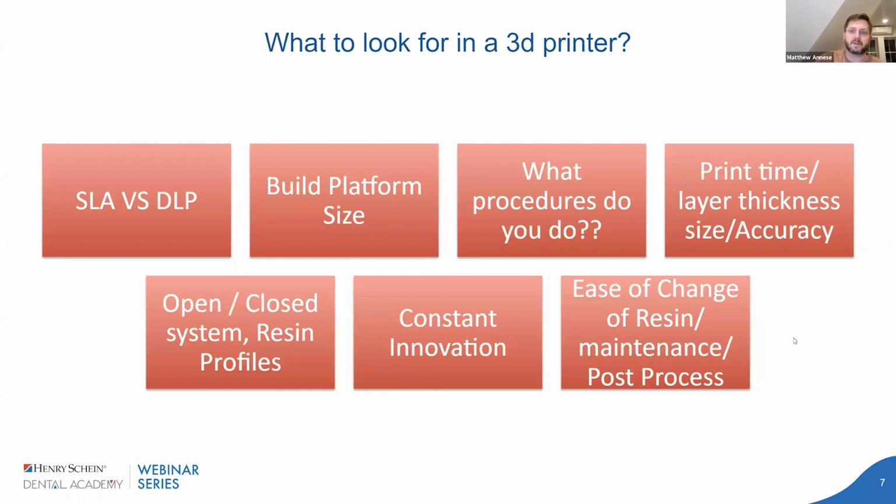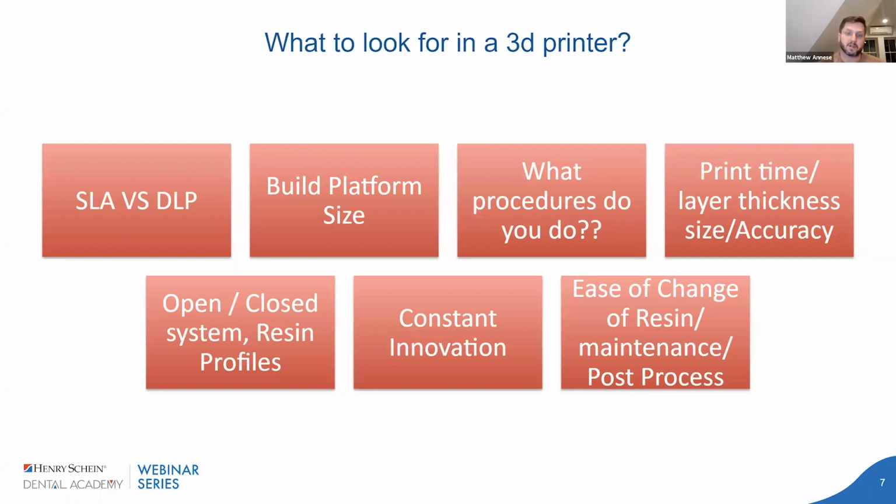But basically, here's some of the things that you want to look for when you go to buy a 3D printer, if you haven't yet. You want to look into the SLA versus DLP. The next slide is going to touch on that a little bit briefly. We're not going to go too deep into that. What's your build platform size? That's going to be important based on what type of procedures that you do.